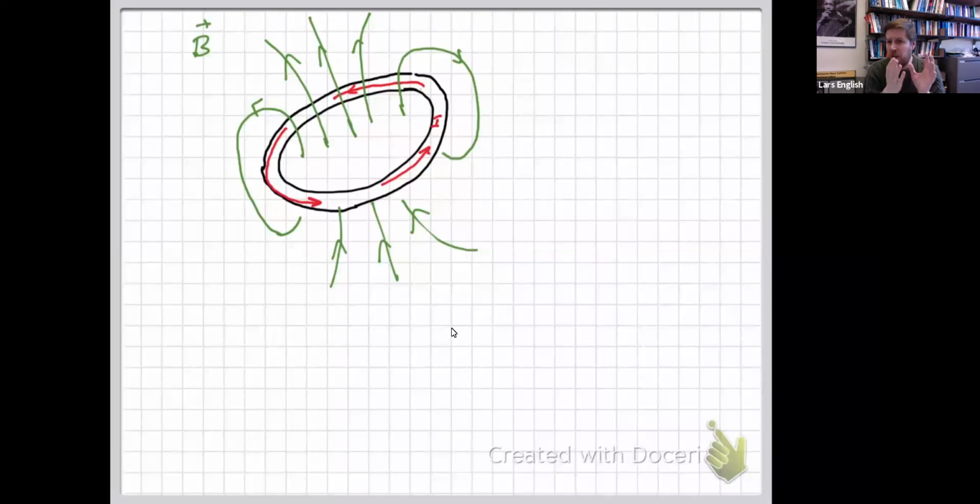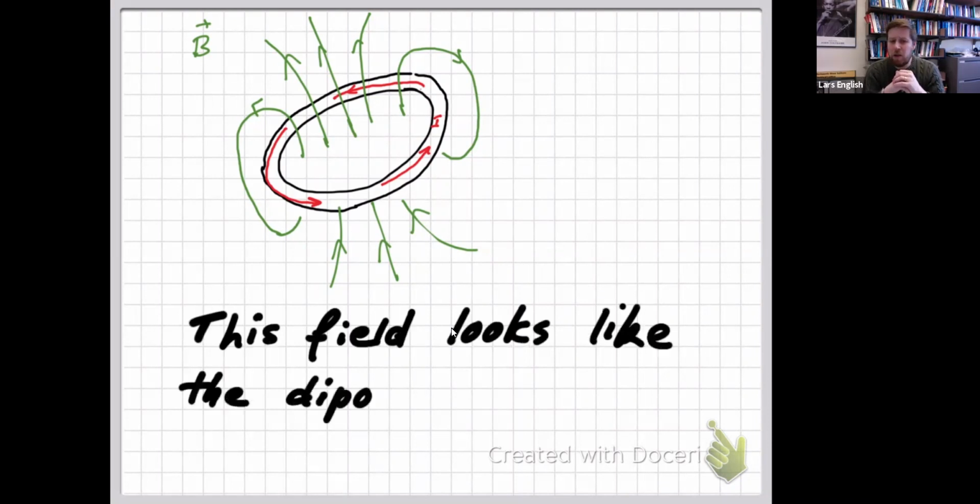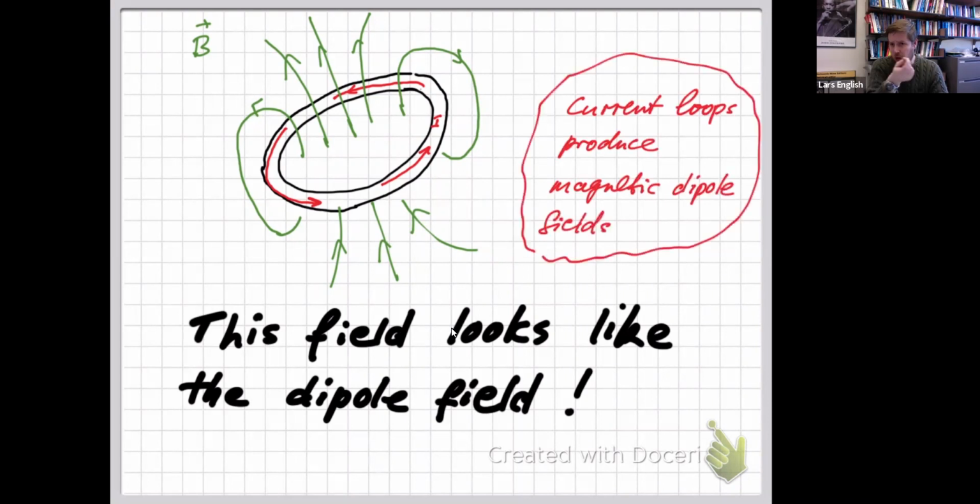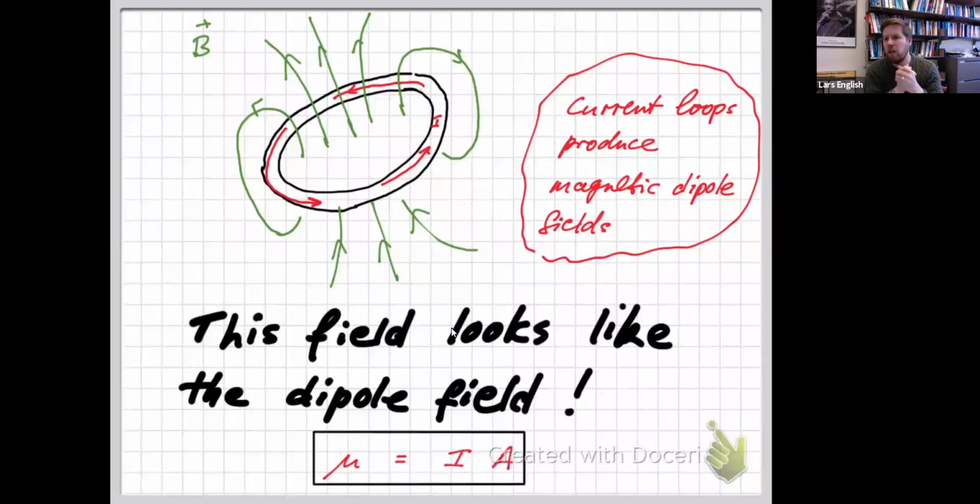Okay, so here's a B field configuration in space that should remind you of the little bar magnet from before, right? This field looks very similar to the dipole magnetic field from before, and we can say that the current loop, or these current loops, produce magnetic dipole fields. Or we could say that the current loop itself sort of plays a role of a dipole moment, in a sense.